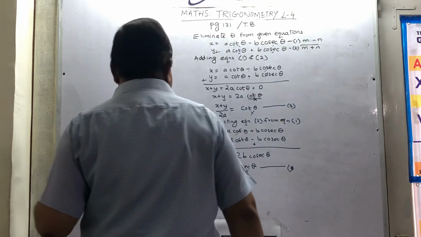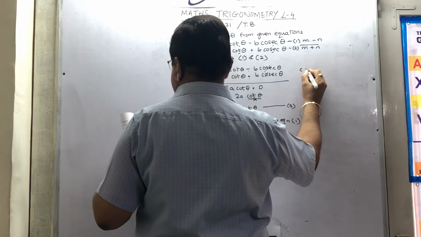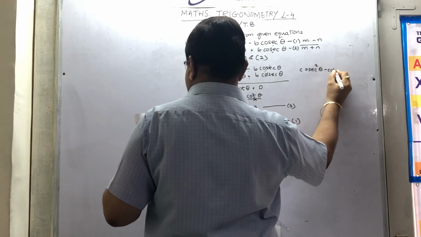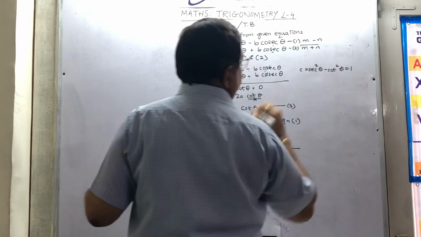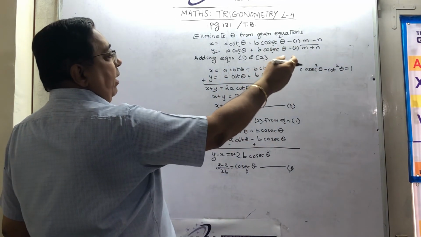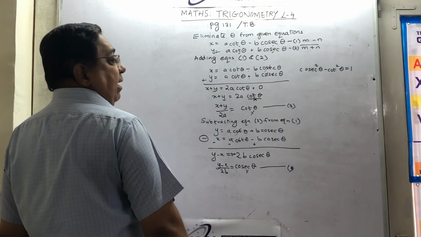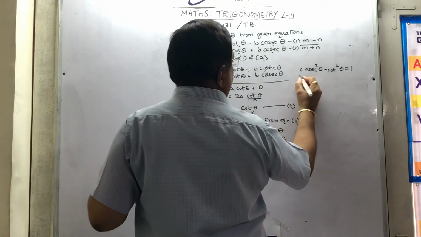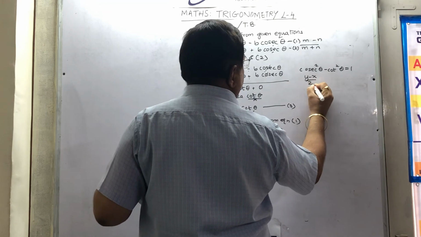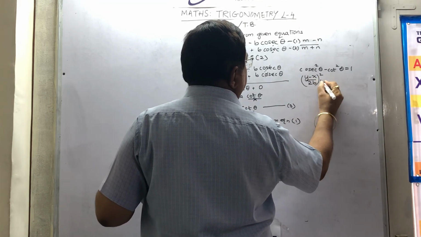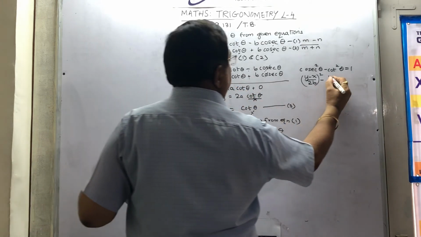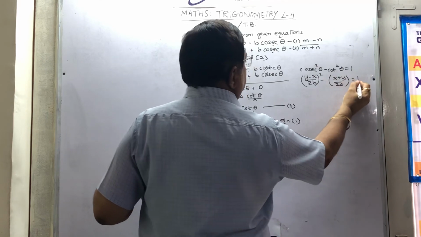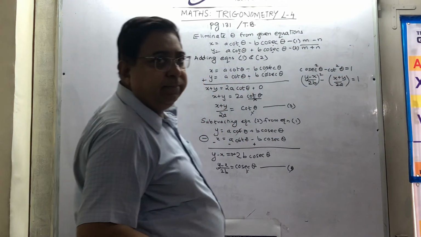Now, going to the third identity, I have cosec square theta minus cot square theta is 1. Because cosec square theta is 1 plus cot square theta. So I will use identity number 3 in the list of 3 identities I gave you. So (y minus x upon 2b) the whole square, minus, coming to cot theta, (x plus y upon 2a) the whole square, is equal to 1. I have got rid of the theta.